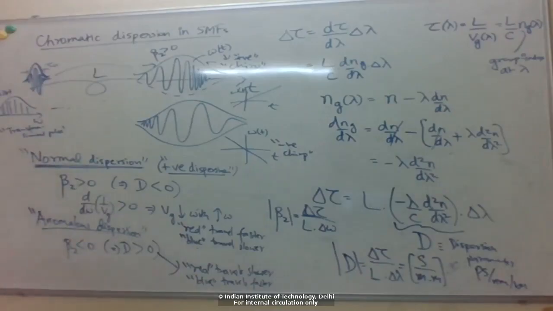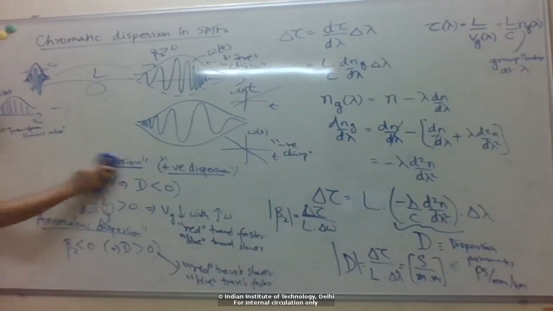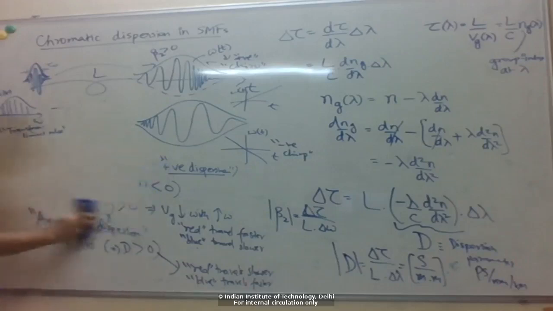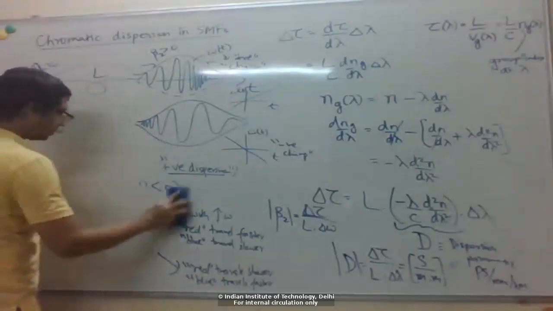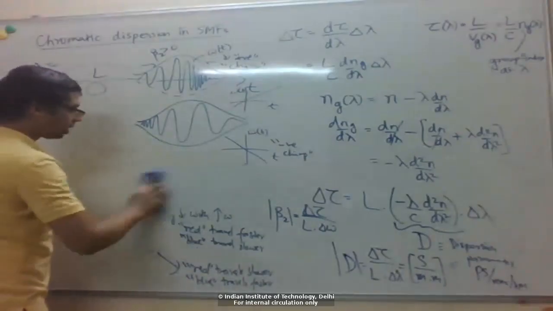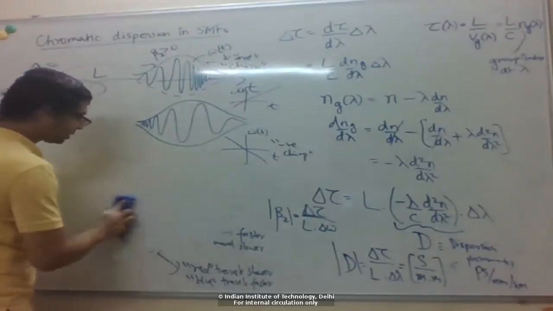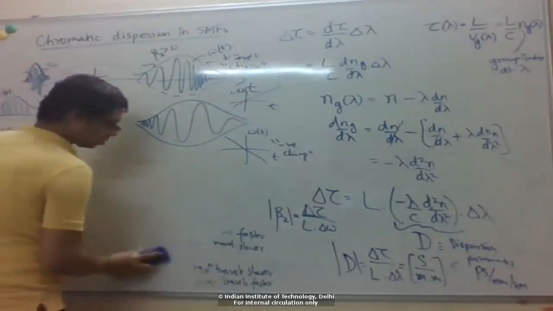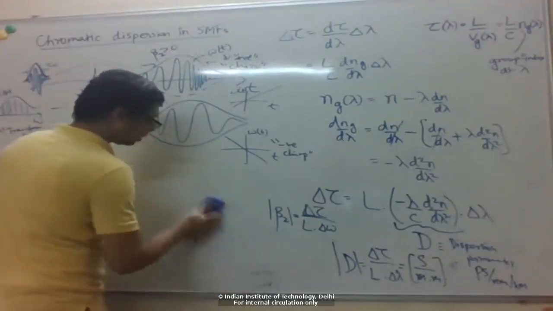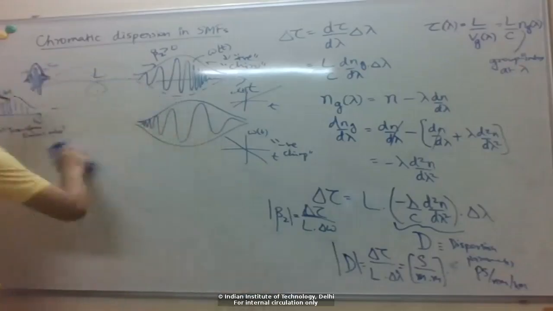Okay, so recall we had divided this chromatic dispersion or intramodal dispersion into two basic physical causes. One was material dispersion and the other is waveguide dispersion. So we'll discuss each of them in some more detail.